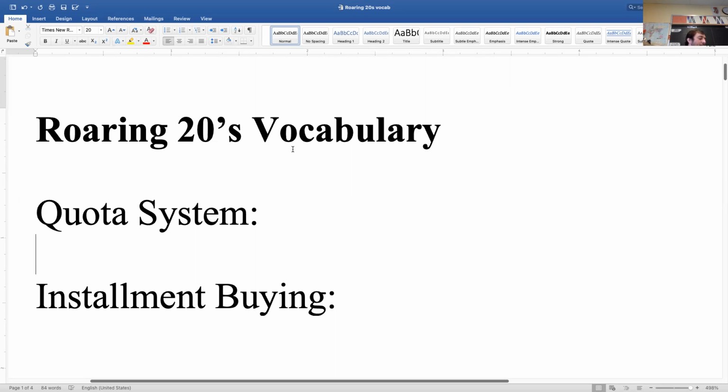I know I mentioned this a little bit last chapter, the quota system with the Red Scare in the United States.